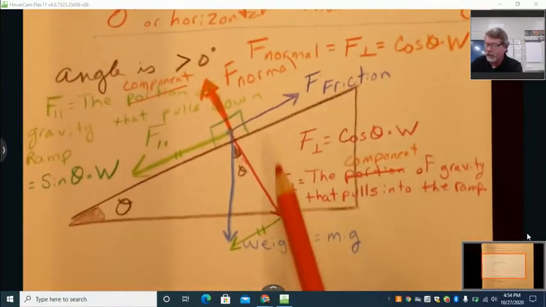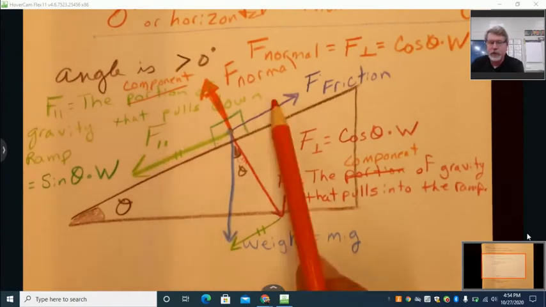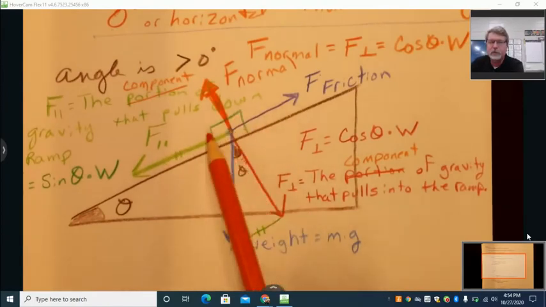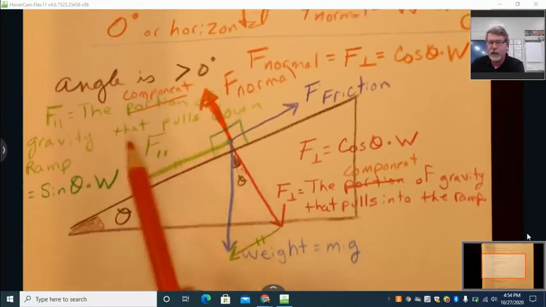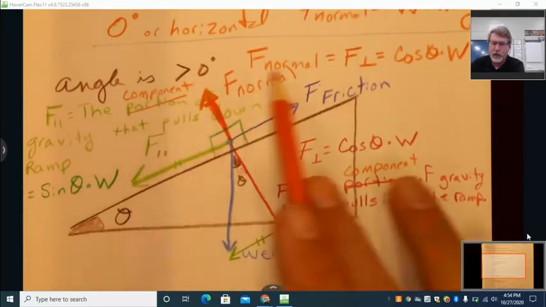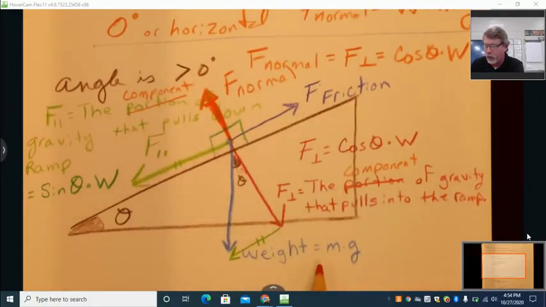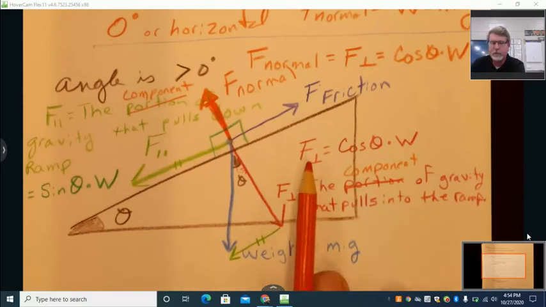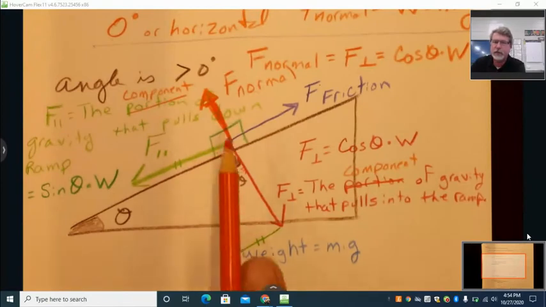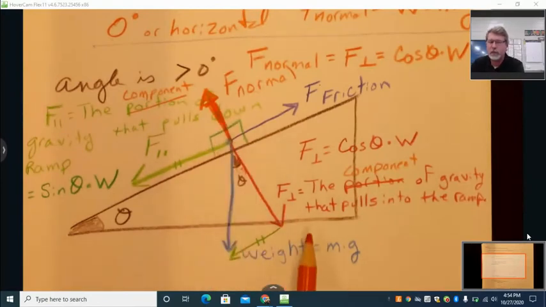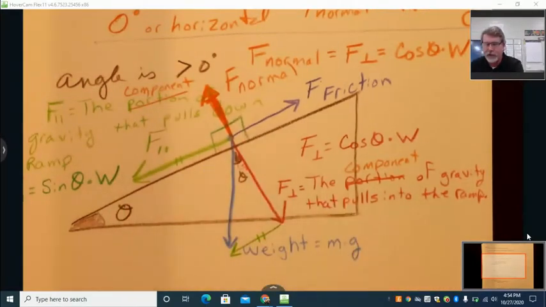Now, you'll also notice that the force of friction could be equal to the force parallel, and that's true when we're at net force zero or constant velocity. And we'll look at some examples of that later. For now, you need to be able to recreate this whole diagram showing force perpendicular, force parallel, weight, and force normal. So this diagram that I have drawn, you'll want to be able to recreate it.